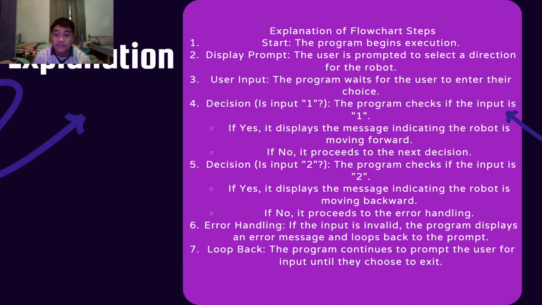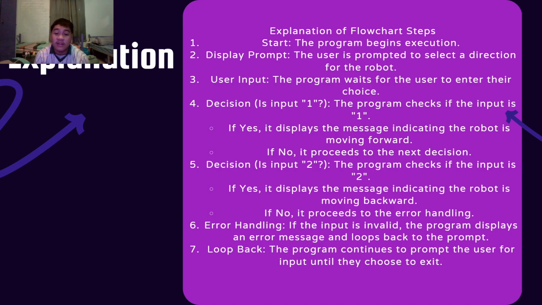There are two decisions. The first one is one. If the user chooses one, it will display the message indicating the robot is moving forward. If not, it will proceed to the next decision. Decision number two is for the robot moving backward. If neither decision is chosen, it will proceed to the error handling.